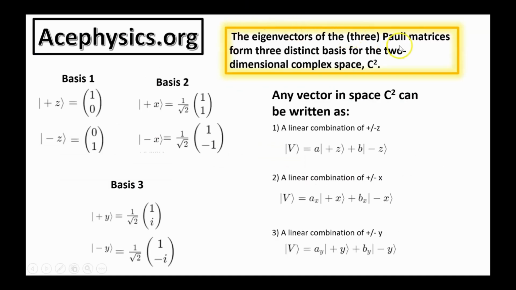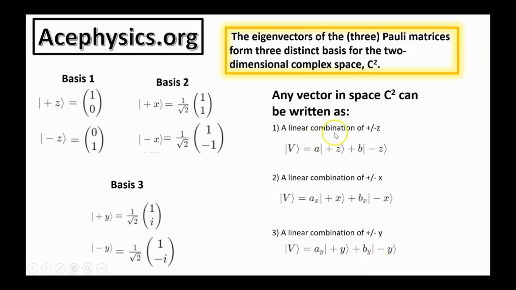The eigenvectors of the three Pauli matrices form three distinct bases for the two-dimensional complex space C2. The sigma x bases, sigma y bases, and sigma z bases are three complementary bases that span C2, the complex space of two-component vectors. Any vector in C2 can be written in the z basis, the x basis, or the y basis.